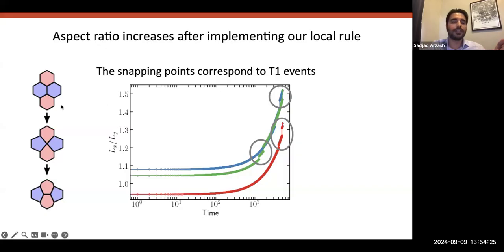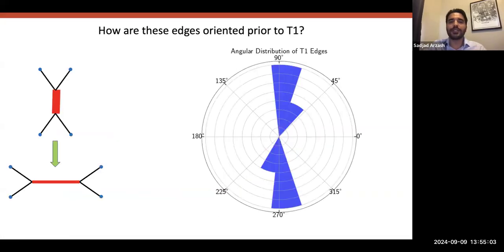And the T1 is nothing but basically you start with a 4-cell configuration like this, and then you change the neighbors in this confluent tissue. That's why it's going to help this aspect ratio, because we get a larger edge length in the horizontal axis. And those are the snapping points that we see in this type of model. I don't think I have a lot of time, so I'm going to go through this faster.